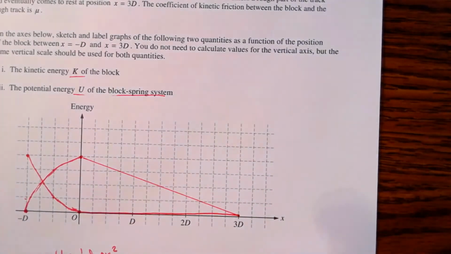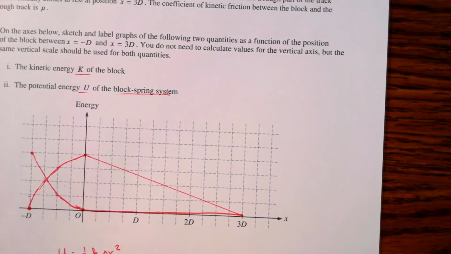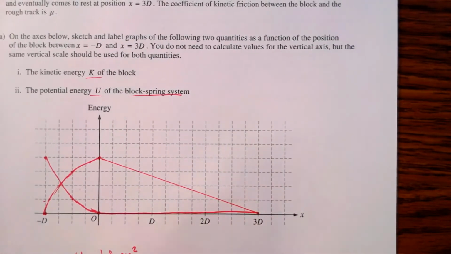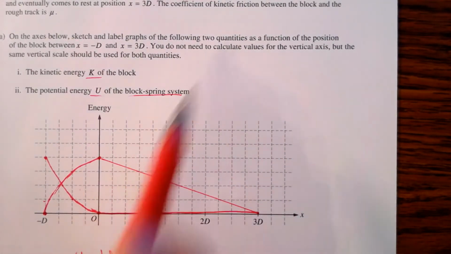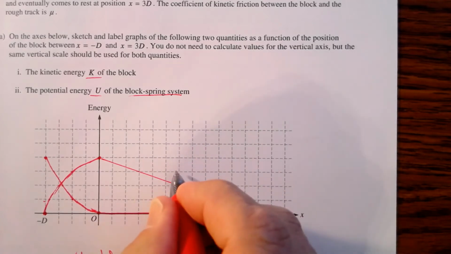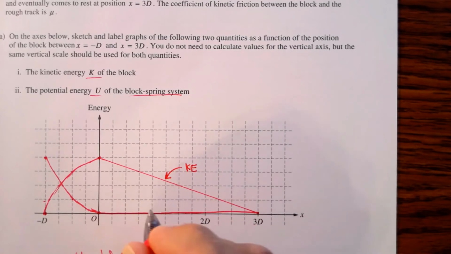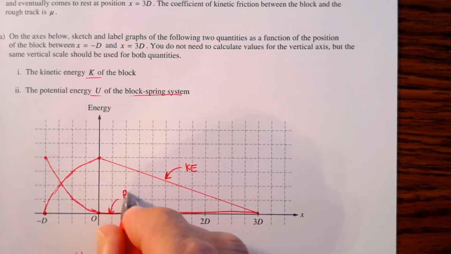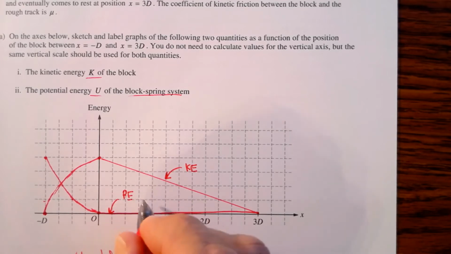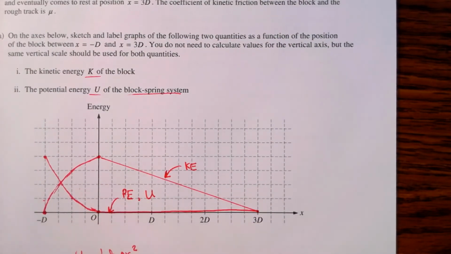Okay? Now, if that's all you did, you are correct, but you're not going to get all your points because it says to sketch the quantities and label them. So we just need to label them. This here is the kinetic energy of this system, and this one down here is the potential energy, which you can call PE or you can call it U. Doesn't matter. The answer key calls it U, but that's what our graph looks like, and that's a fairly difficult problem to figure out.